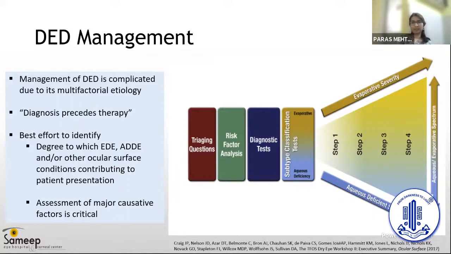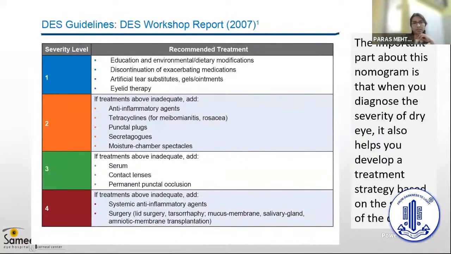Then you can divide these patients into levels, that is level 1, level 2, level 3, and level 4. Based on that, your management would be easier. Next, please. We have a very nice algorithm given by the DEWS group, where you can plan your management according to level 1, level 2, level 3, and level 4.